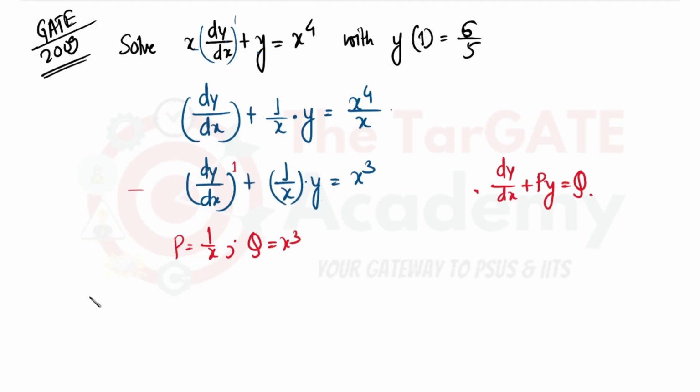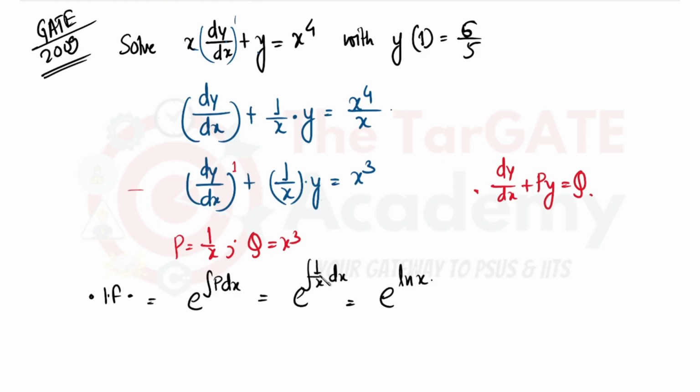So in order to solve it, first and foremost, I'll have to find out the integrating factor. So the integrating factor will be equal to e to the power integration of p dx. P is 1 by x. So e to the power integration of 1 by x dx. Integration of 1 by x is ln of x.